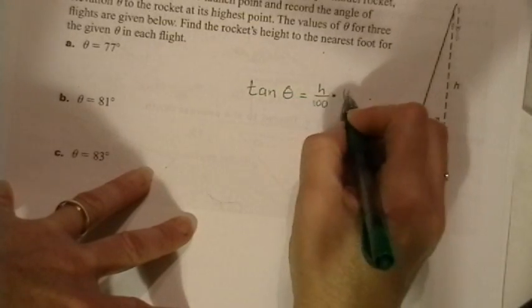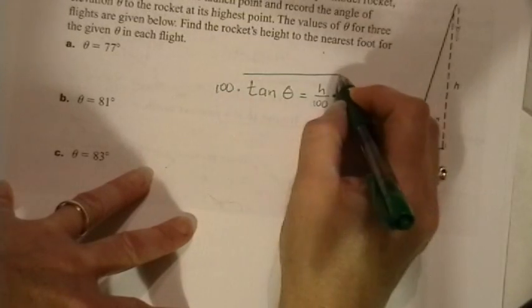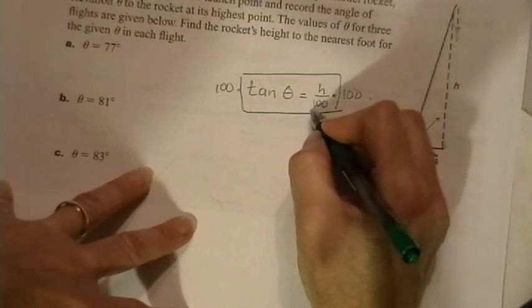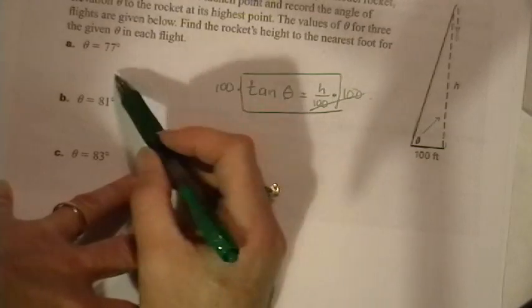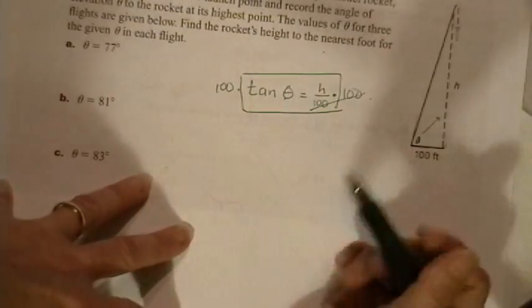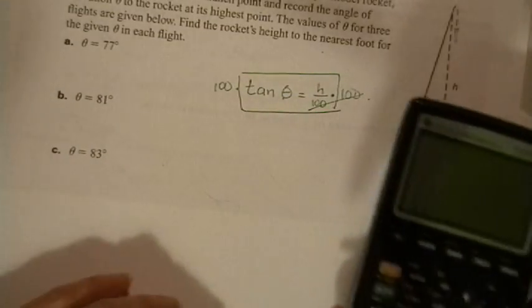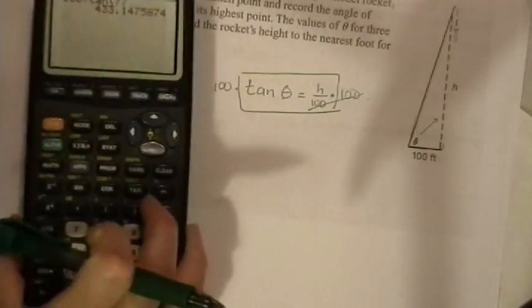Now to get the height by itself, you're going to multiply both sides by 100. So this is your base equation, okay, for those of you who just like to write the equation, and that cancels out. Now we can just substitute in each of our degrees for theta, each of the angles for each of the trials of flights. Okay, so using the Texas Instruments for now.